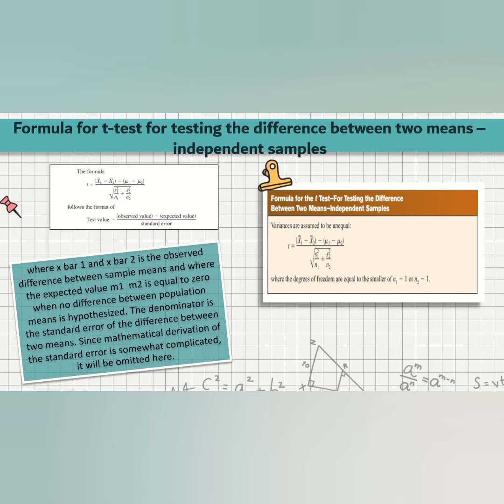When variances are assumed to be unequal, we will use t equal to (sample mean 1 minus sample mean 2) minus (population mean 1 minus population mean 2), all over the square root of variance of sample 1 over sample size 1 plus variance of sample 2 over sample size 2, where the degrees of freedom are equal to the smaller of sample size 1 minus 1 or sample size 2 minus 1.